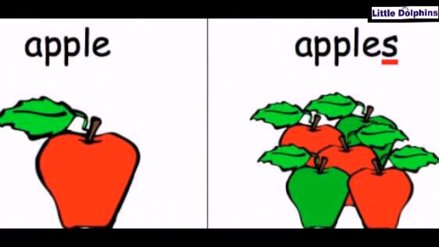Kids, here in this picture, first thing is apple and second are apples. Yes. Here also we use the letter S to show many things. It means apple means one apple, and apples means many apples. Because we can see S that is underlined. Okay?